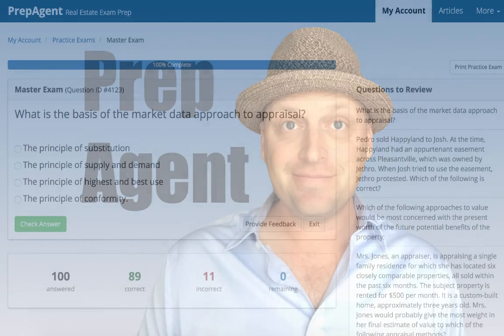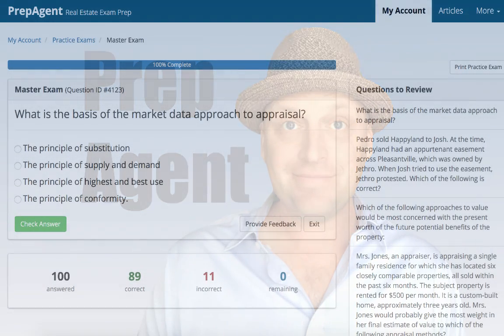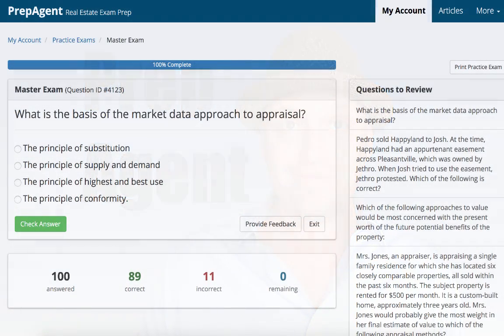Which one? Okay. Let me move that little icon out of the way. All right. What do you think? Let's read it. What is the basis of the market data approach to appraisal? What do you think? So principle of substitution. Good.